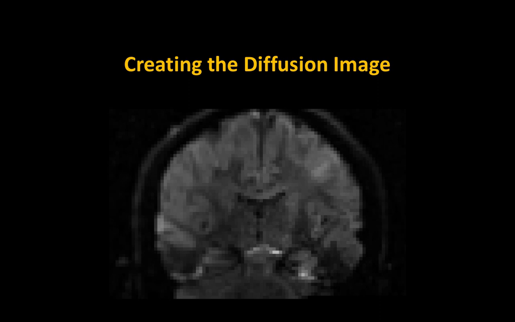Now, this looks similar to those images, but with diffusion images, we do something that's a little bit counterintuitive. This is a diffusion image, and where there is a little bit darker signal or greater signal loss, that indicates where there is greater diffusion. It's a little counterintuitive, but I'll explain why that is in just a second.